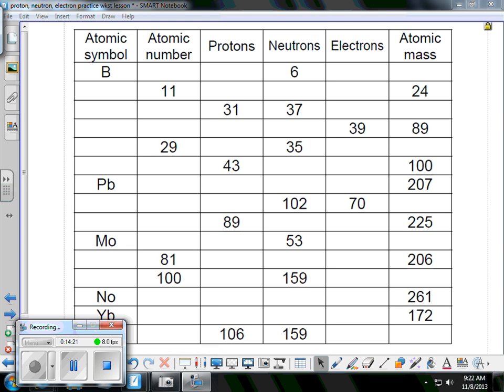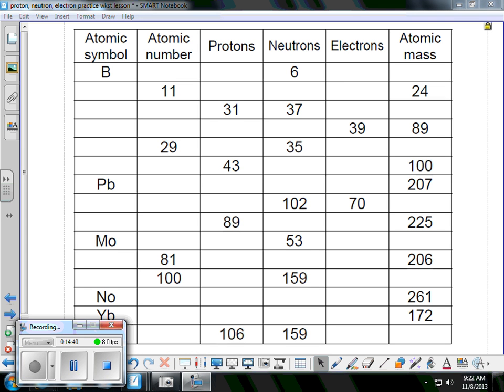Go ahead and take out your worksheet. Make sure your name, hour, and date is at the top of it. You have a packet, and today we're just going to focus on that very first page. Even though it says page 4 at the bottom, it is the first page of the packet. So the first atomic symbol that we're looking at is B.